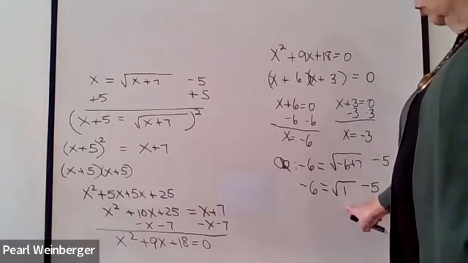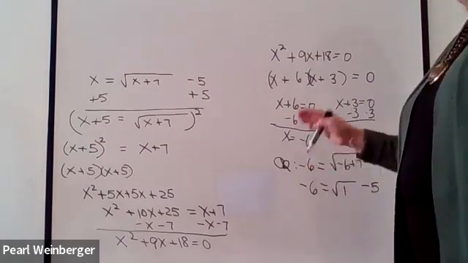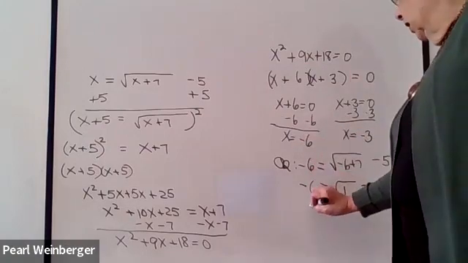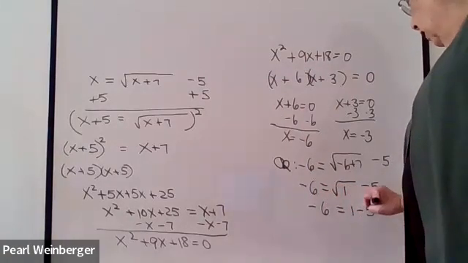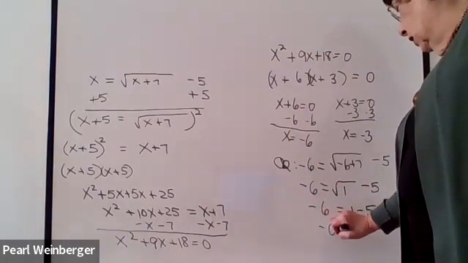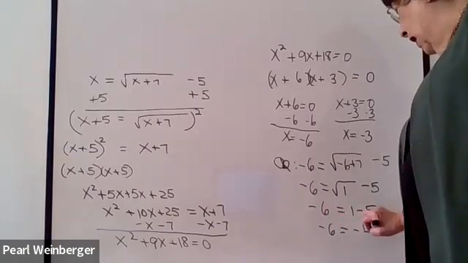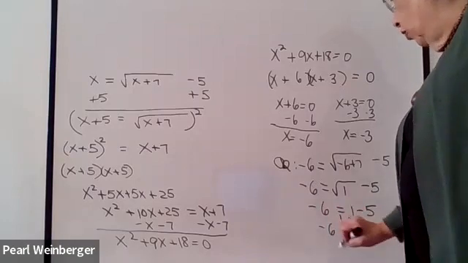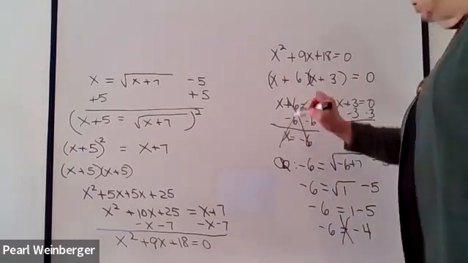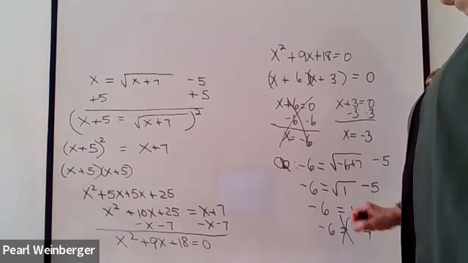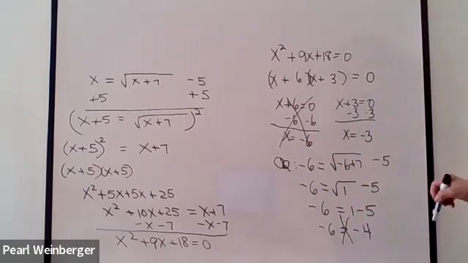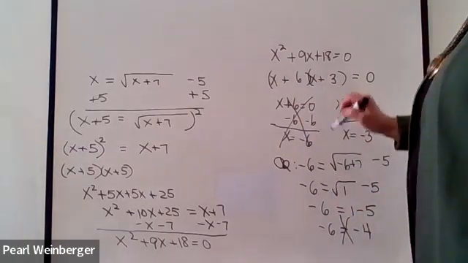Now the square root of 1 we know is just 1. So I'm getting -6 equals 1 minus 5, and -6 equals -4. Well, obviously that is false. This answer is an extraneous root. It's no good.